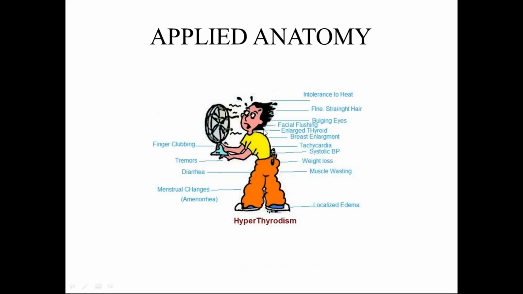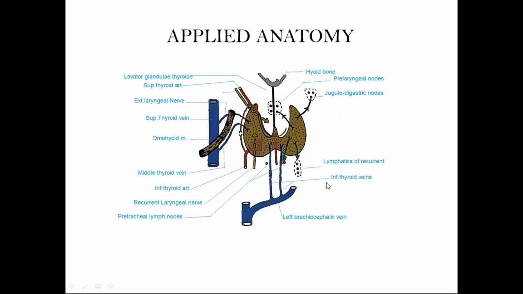What are the features of thyrotoxicosis or hyperthyroidism? You can see the person has become very thin because of increased metabolic rate. All the glucose and stored fat is being exhausted, and this person cannot tolerate heat because a lot of heat is being produced from the body, so the person will be profusely sweating. There will be exophthalmos, breast enlargement, tachycardia, and increased systolic BP. What is tachycardia? Increased heart rate. There will also be muscle wasting. These are the features of hyperthyroidism.